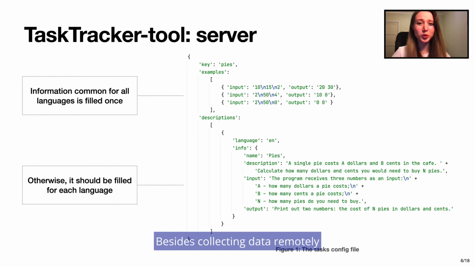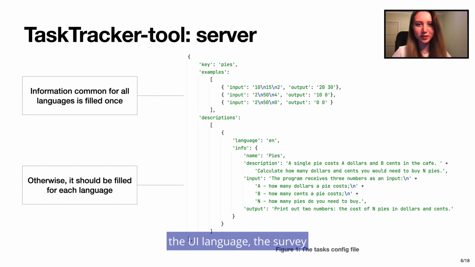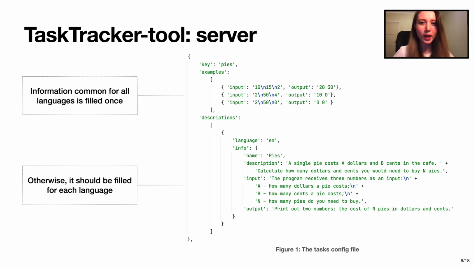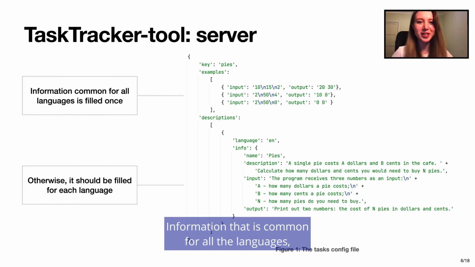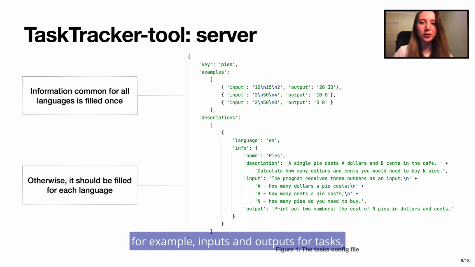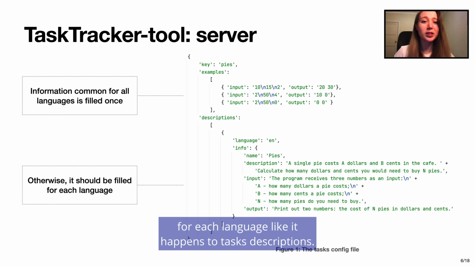Besides collecting data remotely and storing all data in one place, the server is in charge of configuration of the plugin's UI and allows users to customize pretty much everything: the UI language, the survey, and tasks with their descriptions. All you need to do is to change the configuration file. Information that is common for all the languages, for example, inputs and outputs for tasks, is filled only once. Otherwise, it should be filled for each language, like it happens to task descriptions.